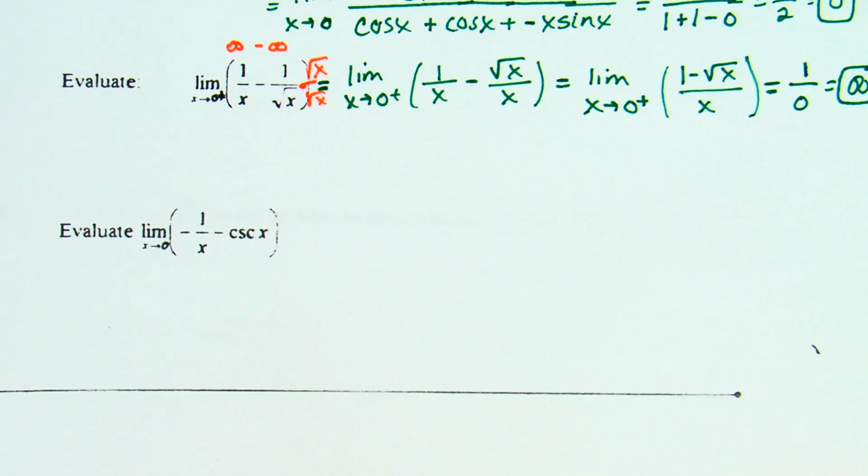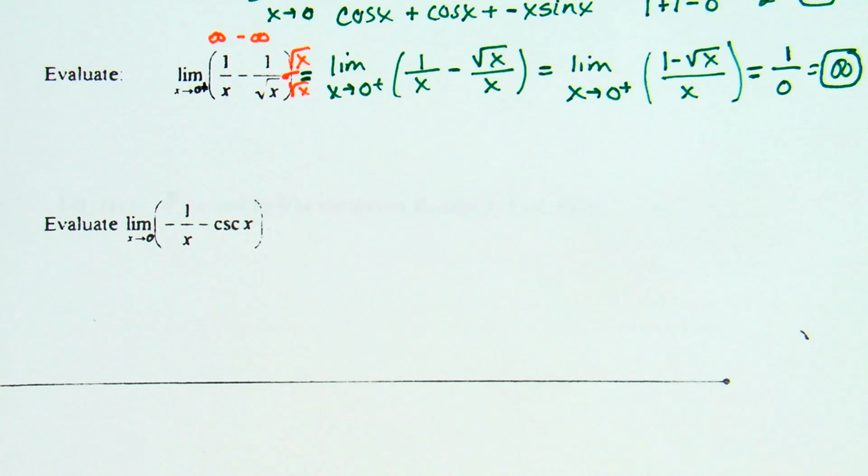Evaluate the limit. This is as x approaches 0 of negative 1 over x minus cosecant x. First thing we could do is change negative cosecant x into negative 1 over sine x. Options do include taking that cosecant x and changing it to 1 over sine x.